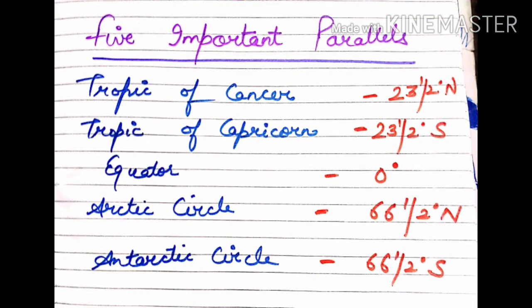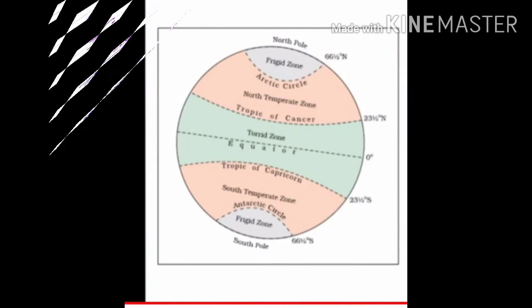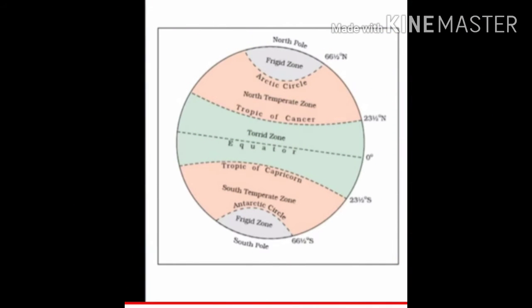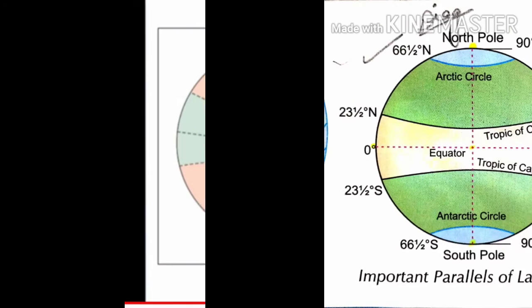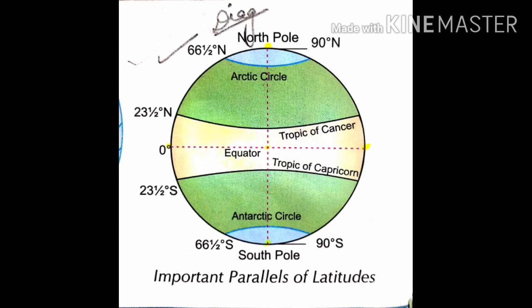And now we will learn about the 5 important parallels. कौन कौन से होते हैं? ट्रॉपिक ऑफ कैंसर, ट्रॉपिक ऑफ कैप्रिकॉन, इक्वेटर, आर्कटिक सर्कल एंड एंटार्क्टिक सर्कल. These are very important 5 parallels which you people should know. And there are the degrees mentioned here. Degree N means north, degree S means south.